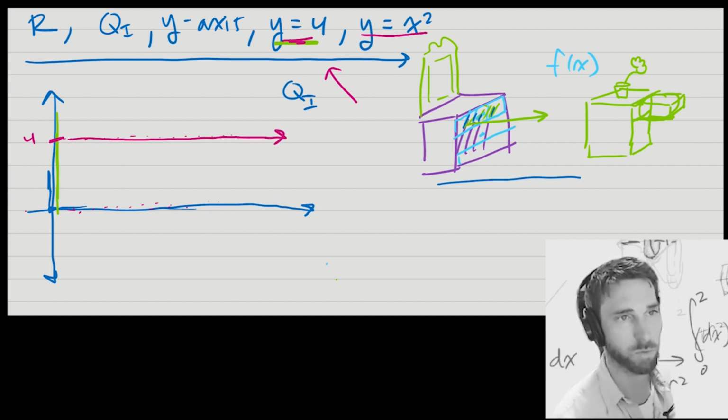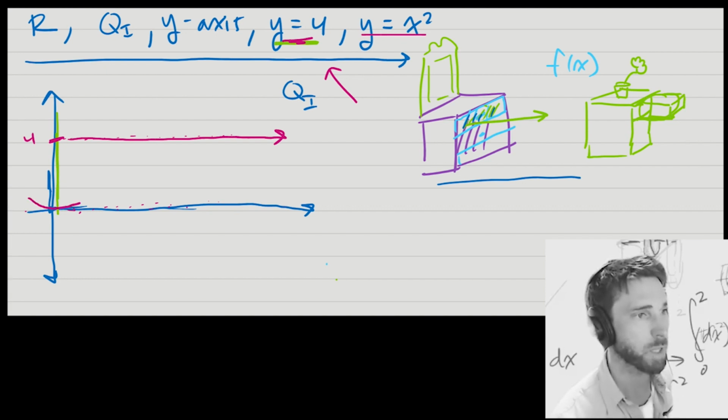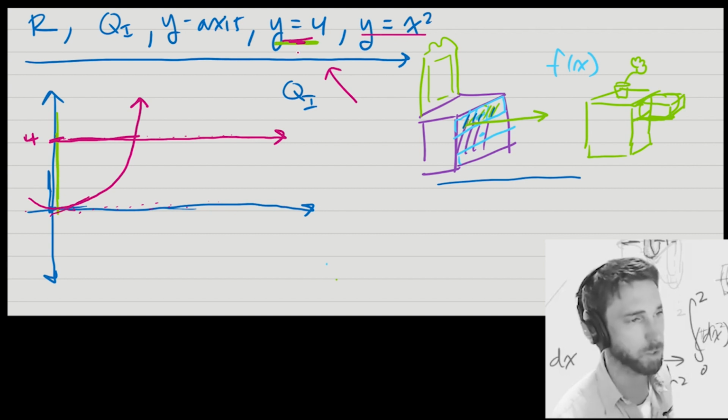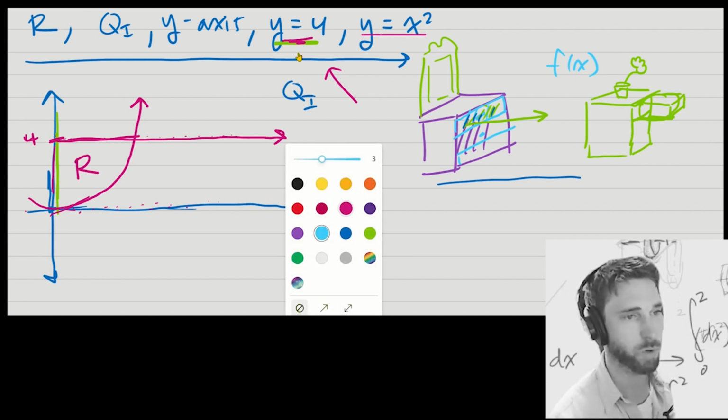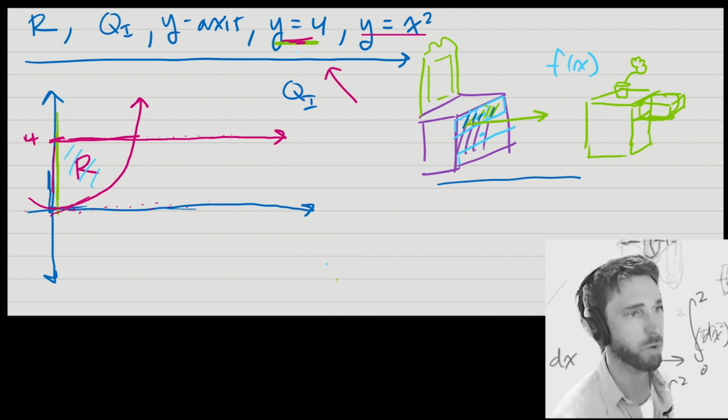And then a review from pre-calculus, y equals x squared, right? We should remember that's just this bowl, y equals x squared. So we're told y equals 4, y also equals x squared, and it's also bounded by y equals x squared and the y-axis. So this is the region. That's the drawer face that we are going to pull out.